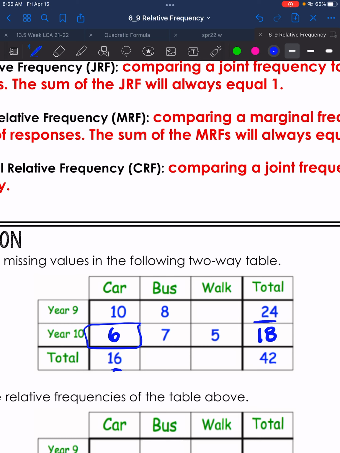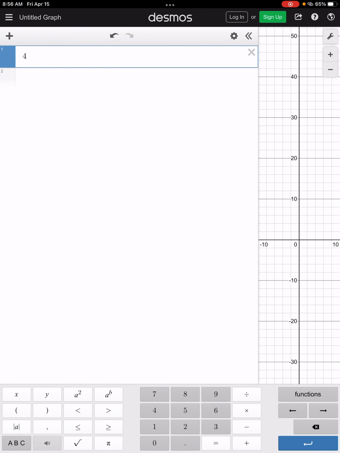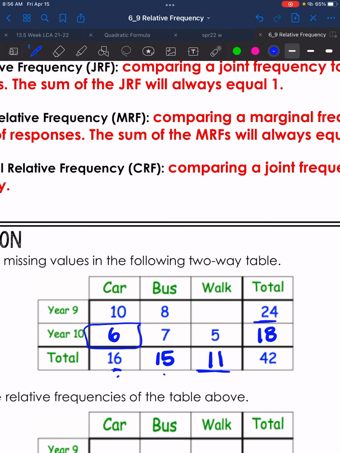We can figure out how many people ride the bus. 8 plus 7 gives us 15. I can figure out what this missing value is by taking 42 and subtracting 15 and 16. So let's do that. 42 minus 15 minus 16. All right, so it was 11. So this missing box right here is 11. And if 11 people walked and 5 of those people were in the 10th grade, that means that 6 of them would have been in the 9th grade. So this is what our table looks like right now.